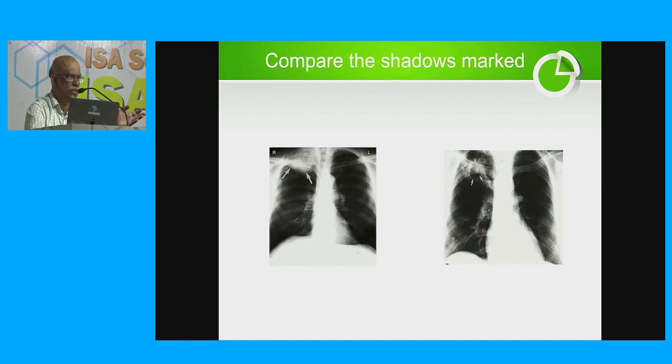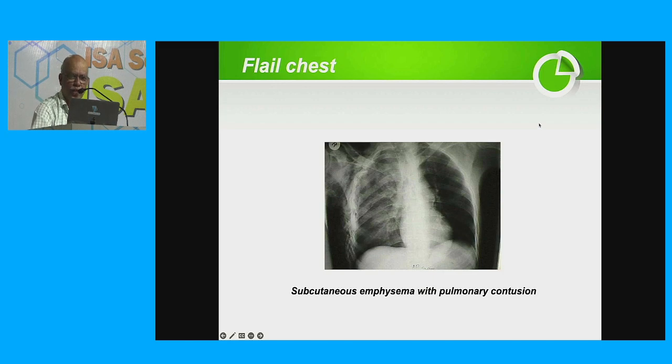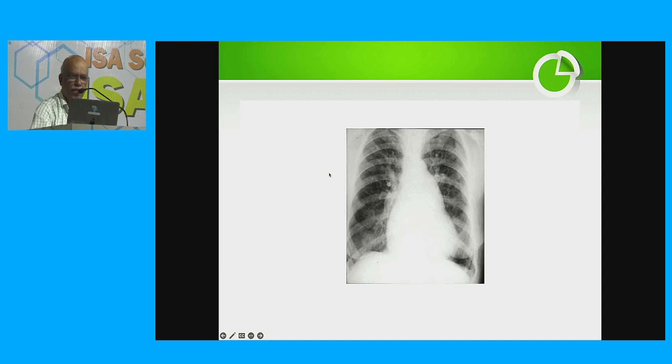Next, can you compare these two films? Clues are there in the arrows. Make a comment upon the upper lung shadows in the apices. In the first X-ray, there is an opacity in the right upper lobe, right apex. Both are in the right apex, and this is likely to be a mass lesion. This is likely to be a fungal ball because of the cavitary lesion. I am not going into details. Time is already over. So flail chest with subcutaneous emphysema. Mitral stenosis I explained already.